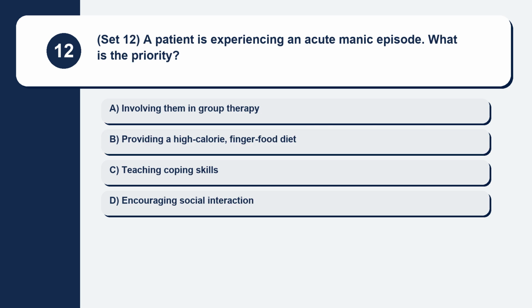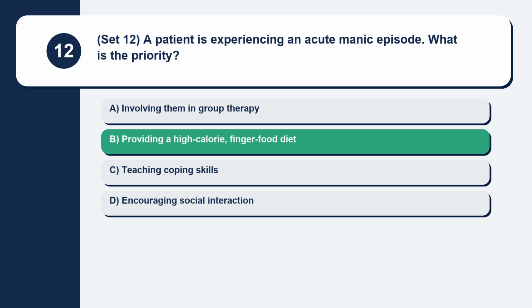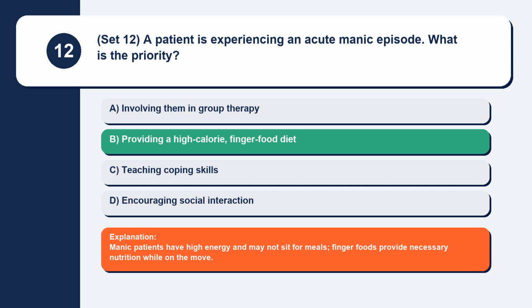Question 12. Set 12. A patient is experiencing an acute manic episode. What is the priority? Involving them in group therapy, providing a high-calorie, finger food diet, teaching coping skills, encouraging social interaction. Manic patients have high energy and may not sit for meals. Finger foods provide necessary nutrition while on the move.